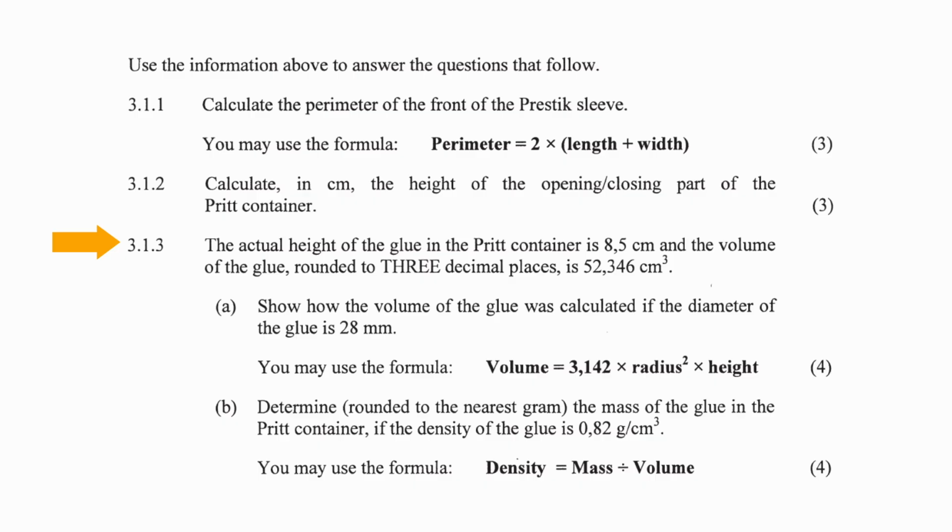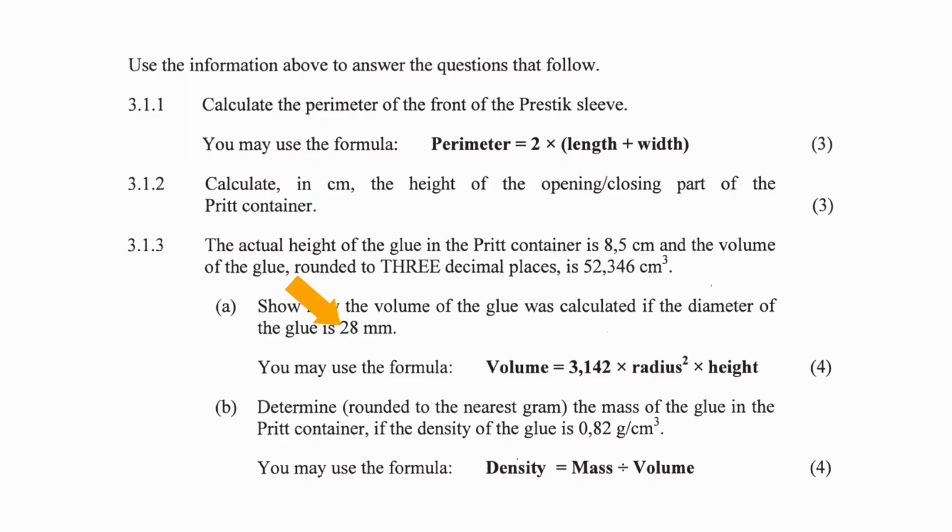In question 3.1.3, it is stated that the actual height of the glue in the Prit container is 8.5 centimeters and the volume of the glue rounded to 3 decimal places is 52.346 centimeters cubed. In question 3.1.3a, you have to show how the volume of the glue was calculated if the diameter of the glue is 28 millimeters. You may use the following formula. Volume equals 3.142 times the radius of the container squared times the height of the container.